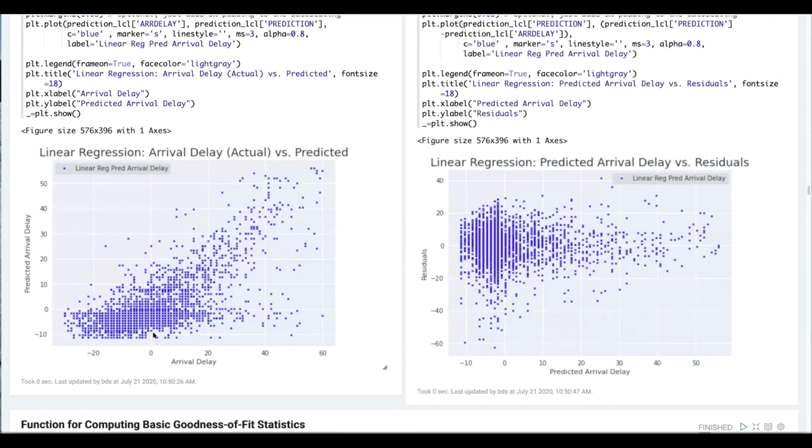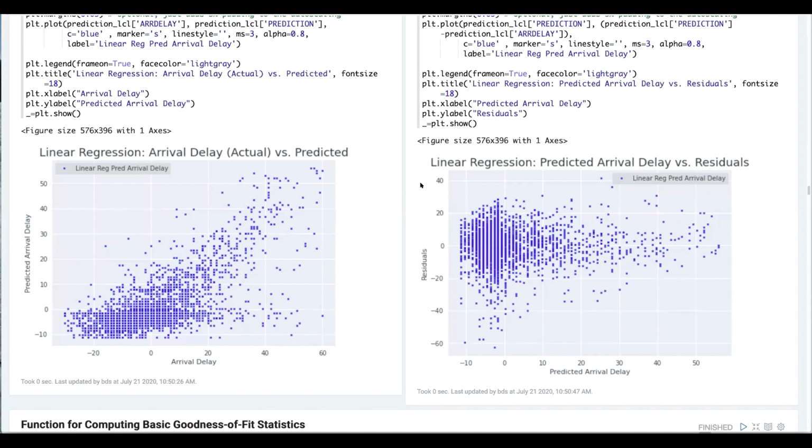When you do actual versus predicted, you would normally expect, if the model is perfect, a 45-degree line. Because if the actual is 0, the prediction will be 0. If the actual is 20, I expect the prediction to be 20. If the actual is 40, I would predict 40. So if I had a perfect model, I would have a 45-degree line over here. This is not the case. You can clearly see that there are very much missed predictions, especially on this side, on the larger arrival delays.